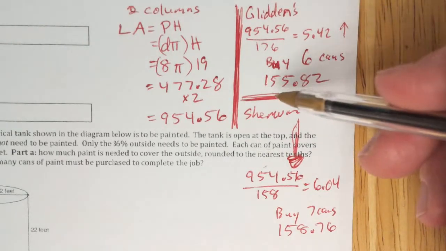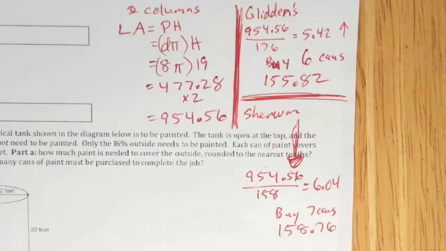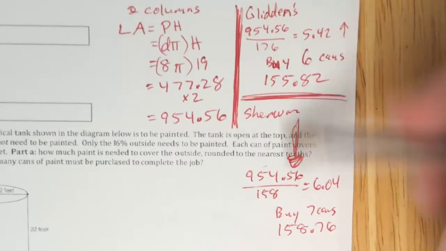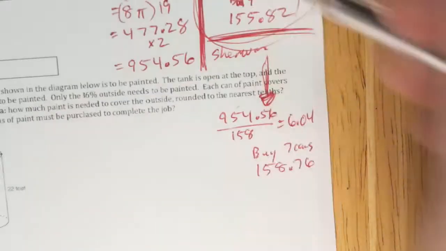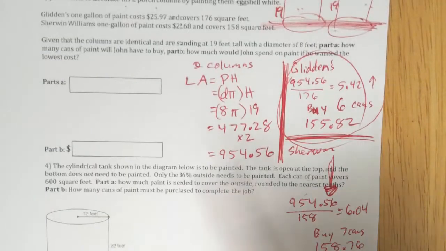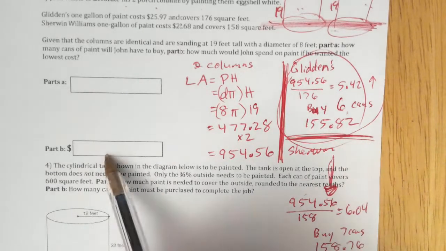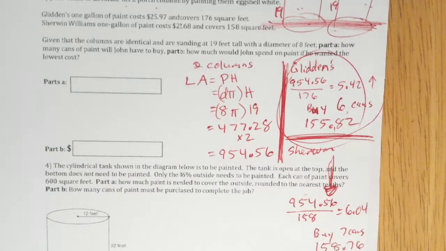Okay, so now that we have the costs, which one would you actually purchase from? Would you buy the $155 or would you pay the $158? So I would definitely do this one, right? Because it's about $3 cheaper. All right, and then it's just to answer the question. So how many cans of paint would you use? Right there. And how much would it cost? This right here. And that would be your answer.